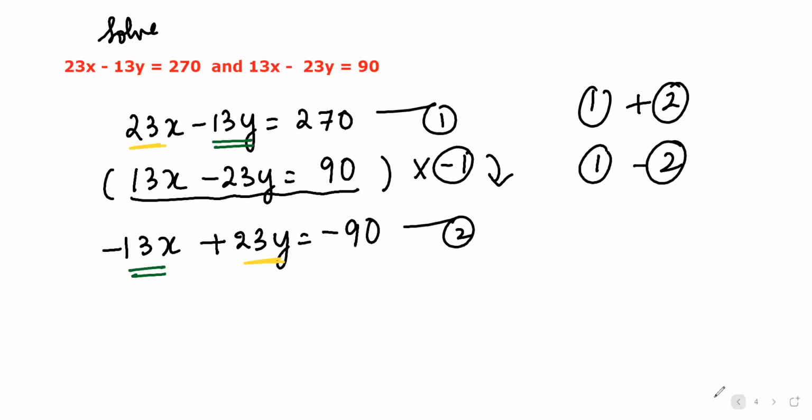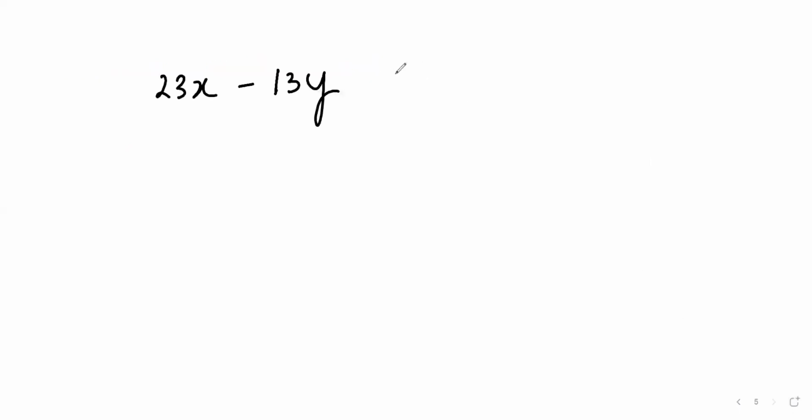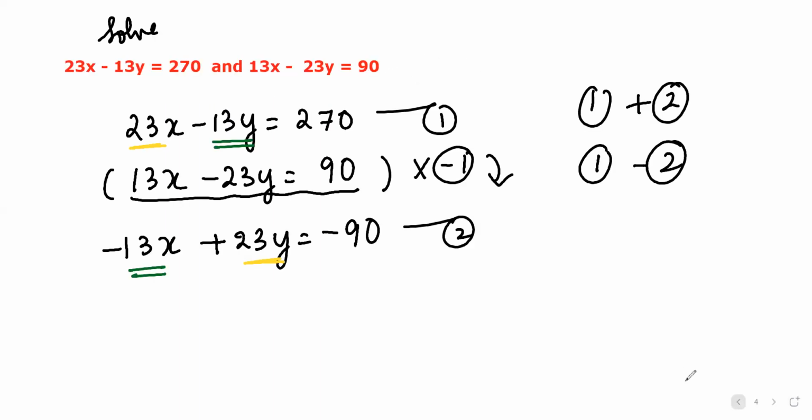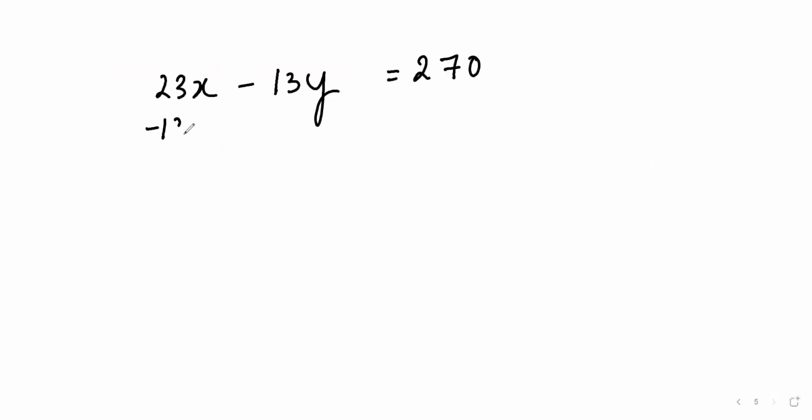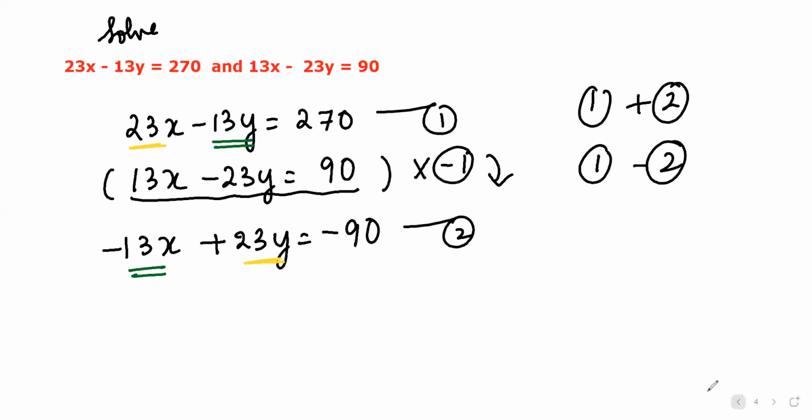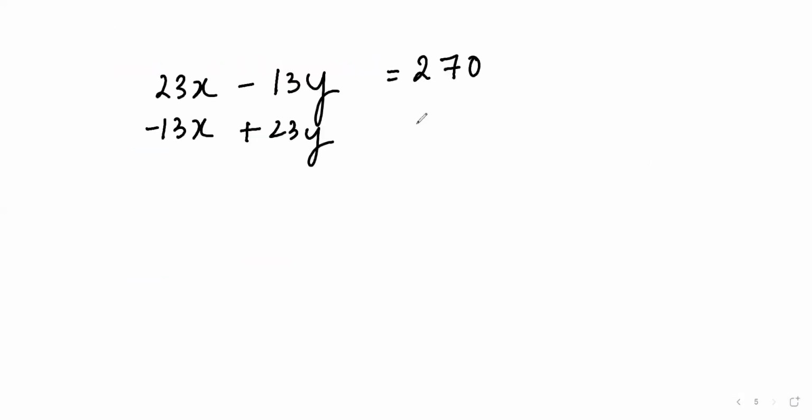So the equations will be 23x minus 13y is equal to 270. See, only in RCM your RHS should be 0. Otherwise, here it's not required. You can keep it as it is and solve. Okay. And then what is equation 2? Minus 13x plus 23y is equal to minus 90.